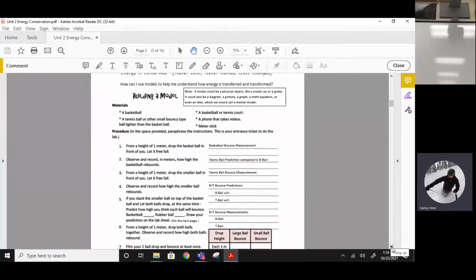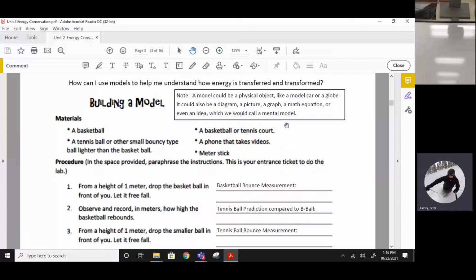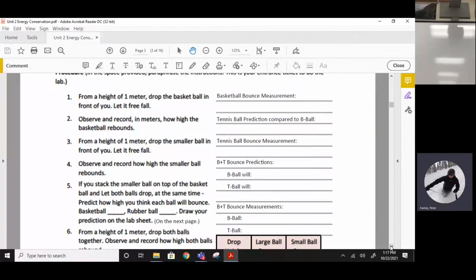Then the second video really should have allowed you to fill in this top half of this page. So on here, if I zoom in a little bit, you can see that you should have done a few things. On the left are the instructions. On the right are where you need to fill in some answers based on what happened in that first video that I've posted on Teams.